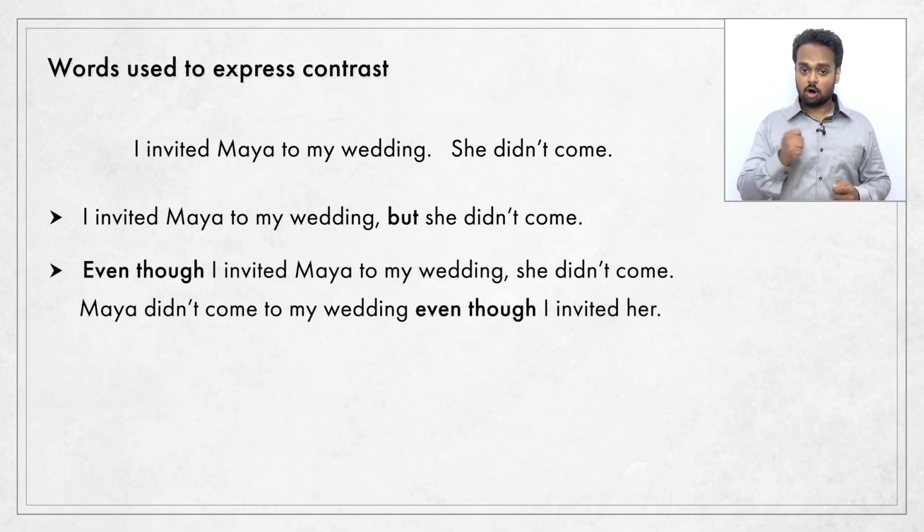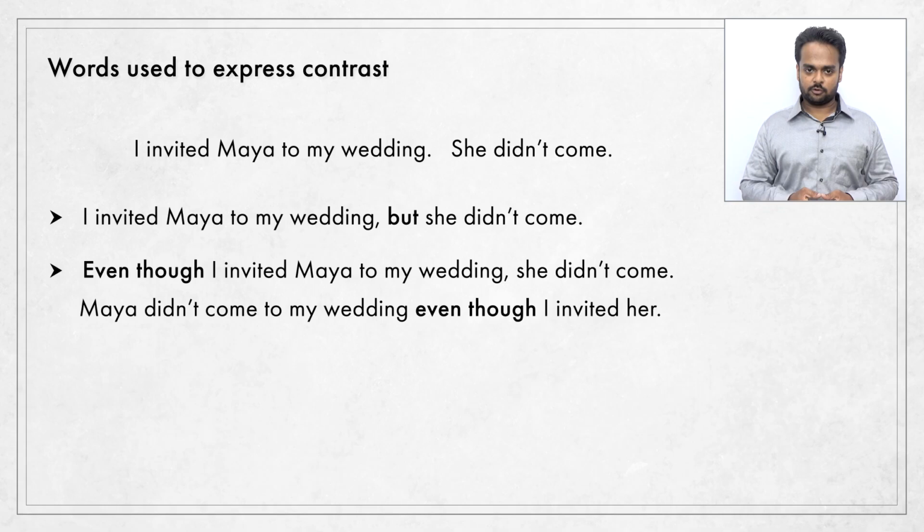Even though is a stronger form of although. It adds emphasis to what you're saying. Even though I invited Maya to my wedding, she didn't come. That shows you that I'm disappointed. This next sentence shows you that I'm really disappointed. Maya didn't come to my wedding even though I invited her. So remember that although is the base word, though is informal, and even though is stronger and adds emphasis. But all three of these words mean the same thing.